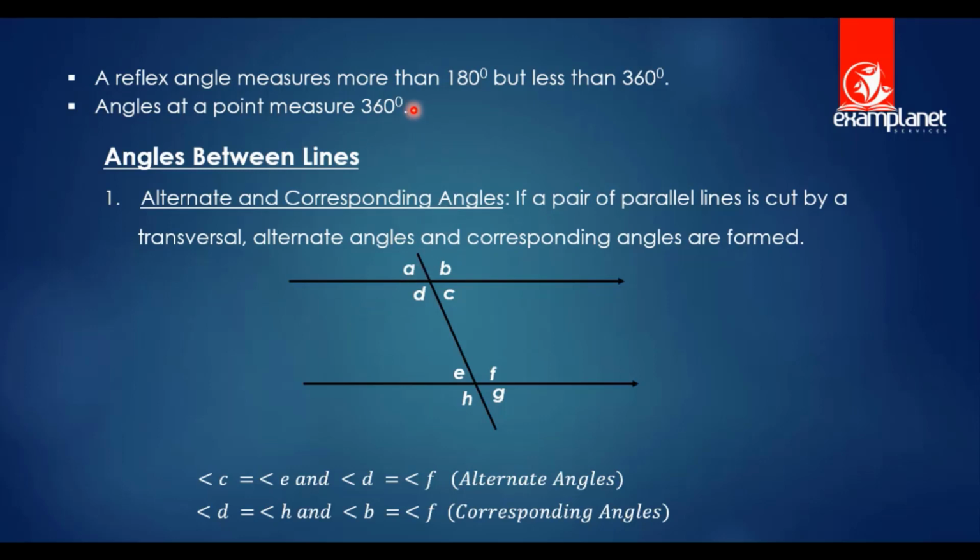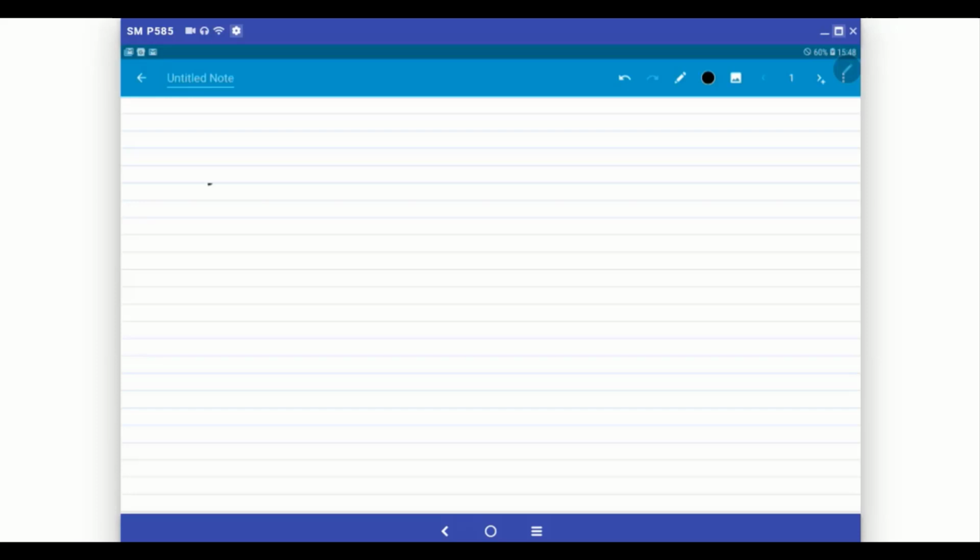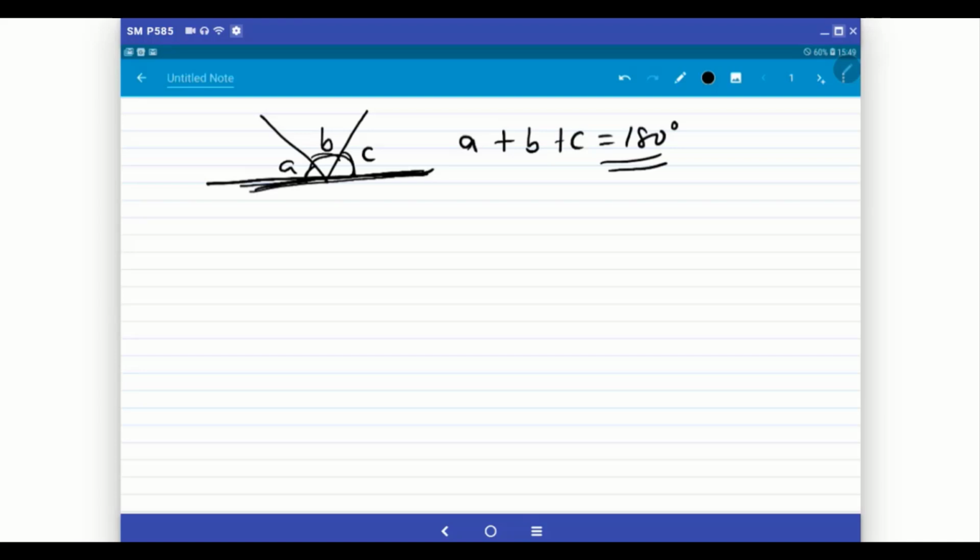For example, when you have something like this, I can have this angle, this angle, and this angle, maybe A, B, and C. These three angles together, as you can see, make a straight line. So it means my angles A plus B plus C equal 180 degrees. It can be anyhow. I can have something like this, with this angle and this angle, maybe X and Y. Together, they make a straight line, so x plus y must be 180 degrees.